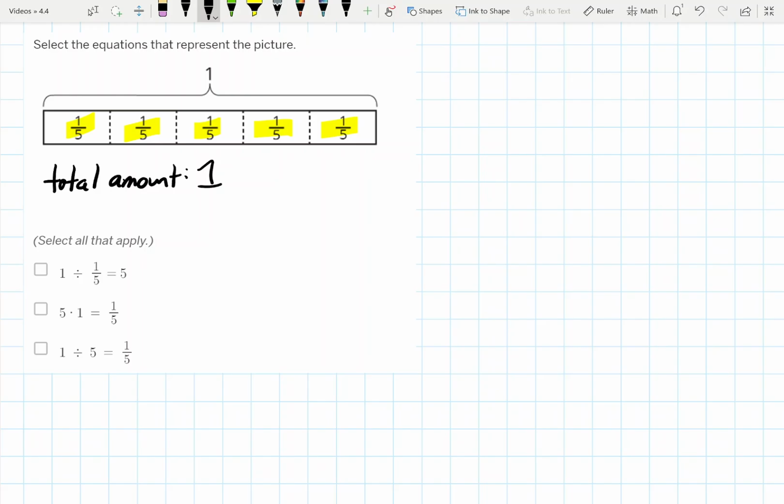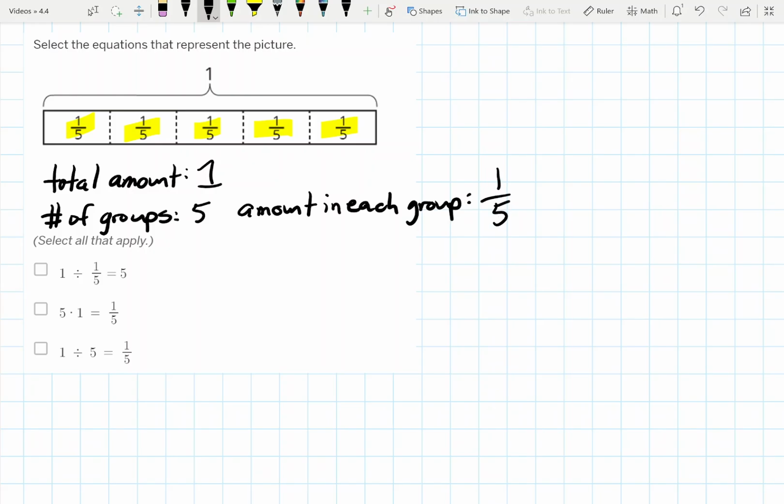So we took our total amount of 1. We have a number of groups that we broke it into, 5. And the amount in each group, what's that? How much do we have in each of those groups? 1/5. Okay, so this will help me make some sense of these equations. So let's look at the first one that I've listed. Yours might be in a different order.